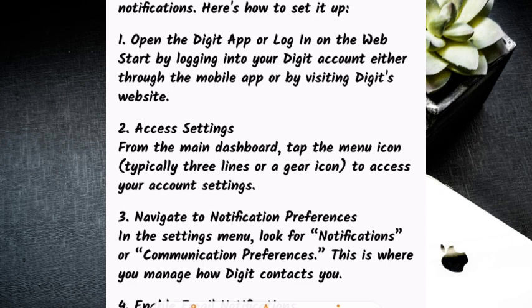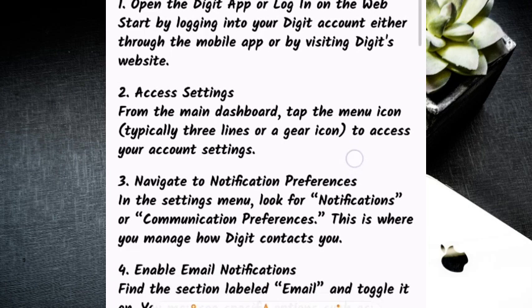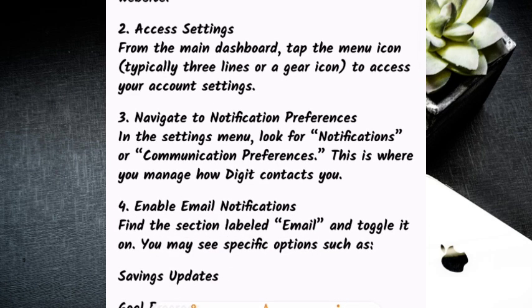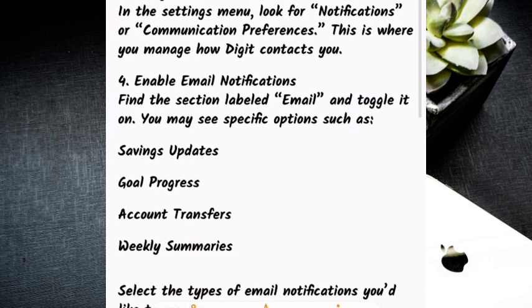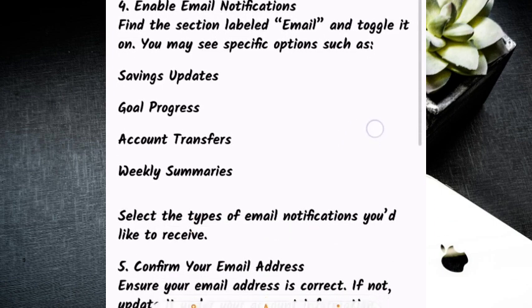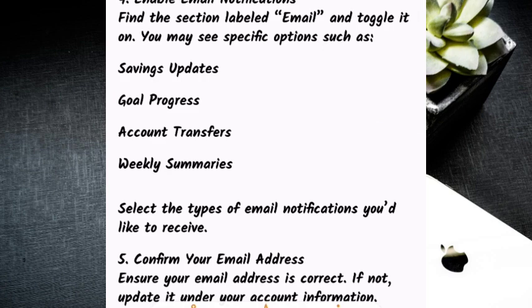Then navigate to notification preferences. In the settings menu, you want to look for notifications or communication preferences. This is where you can manage how Digit contacts you. There, enable email notifications. So find the section that's labeled email and toggle it on. You may also see specific options such as savings updates, goal progress, account transfers, and weekly summaries. So select the type of email notification you'd like to receive from the list.